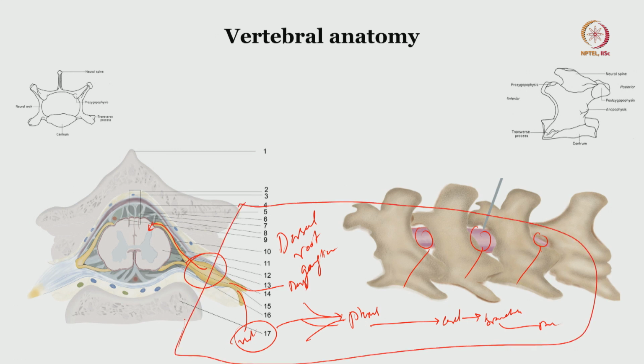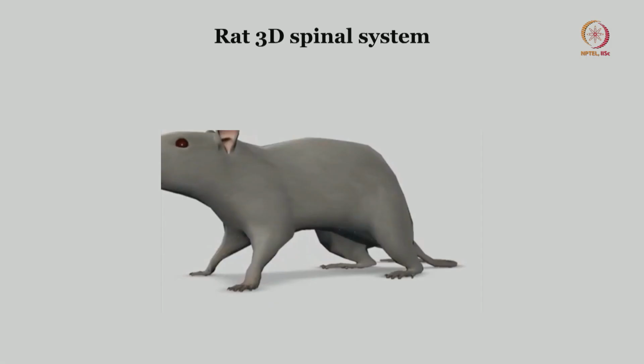I am just trying to introduce another concept, which is at the level of the interface between the CNS and PNS. This is where it changes. So, today's discussion is going to be only on the spinal cord as such. That is the anatomical orientation of the spinal cord and the peripheral nerves.